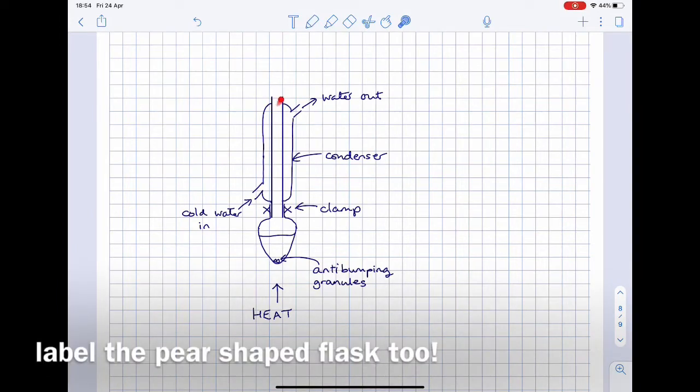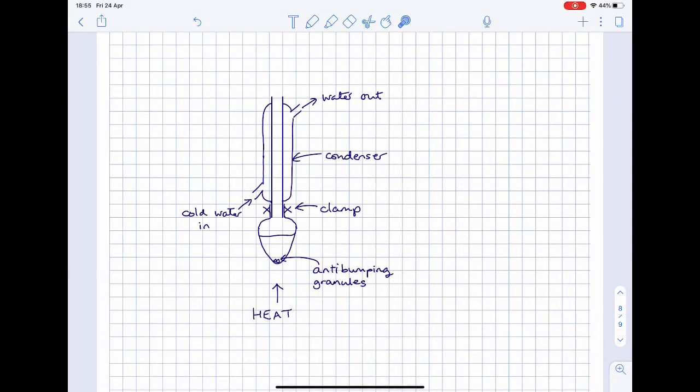We don't put a bung in the top of the condenser, because as you heat this, the gases will expand and there will be a build-up of pressure. So we don't have a bung here. So usually we choose a suitable length condenser so that any vapour that does escape will be condensed back before it reaches the top of the condenser.